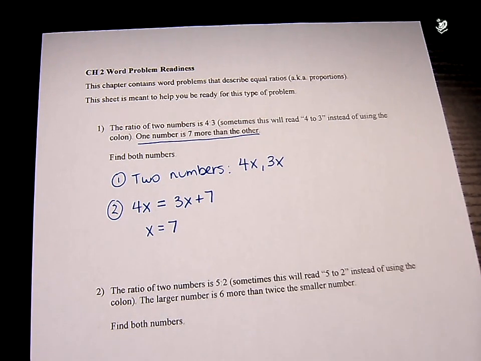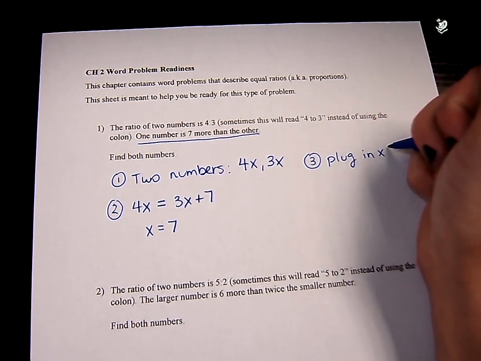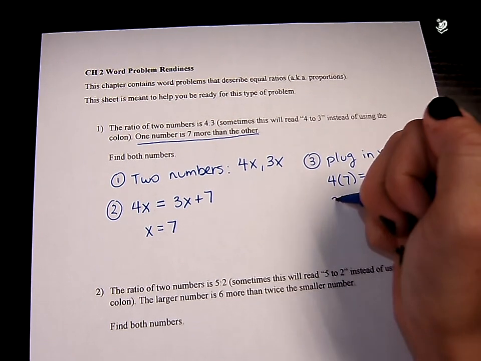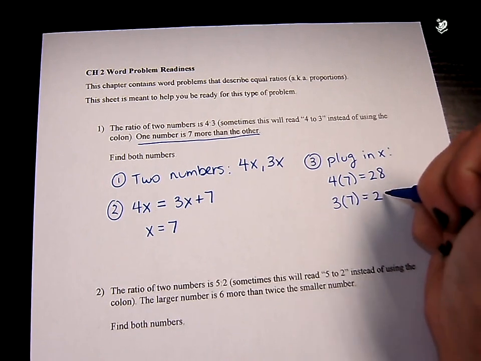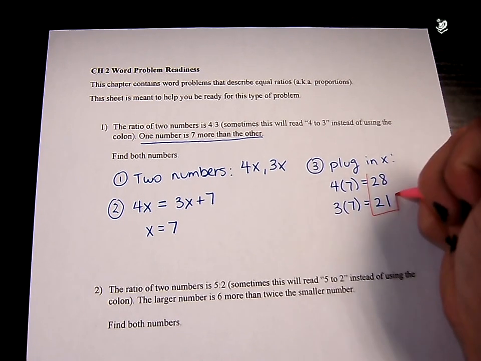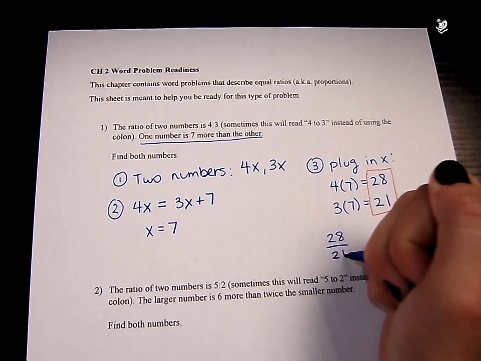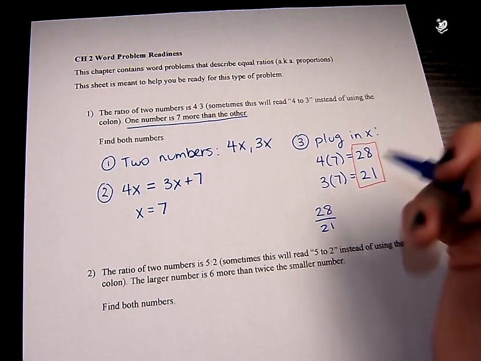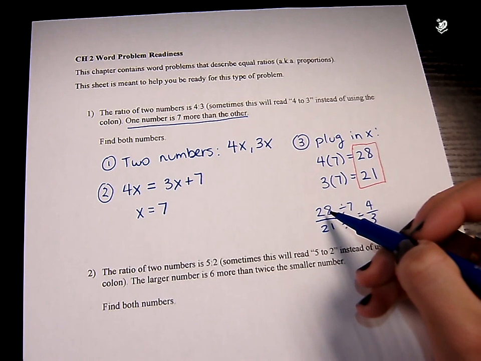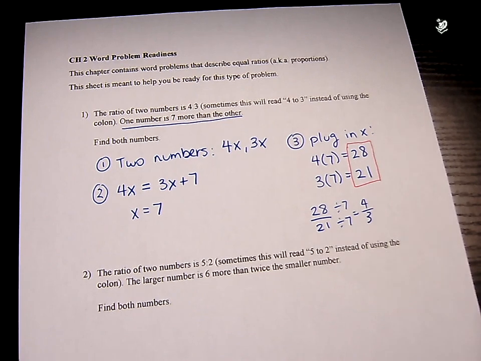Now I have to plug x back in order to find the two numbers. If I plug in x with the 4, I'm going to get 28 as my first number. And with the 3, I'm going to get 21 as my second number. Then always go back and make sure that they make sense. If I take 28 over 21, would that simplify to 4/3? Well, I could divide the top by 7 and the bottom by 7, and I would get 4/3. And 28 is 7 more than 21. So this checks out and meets all the criteria.